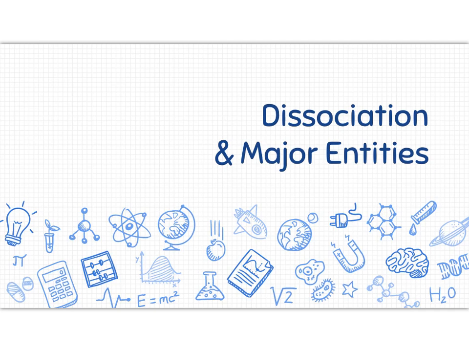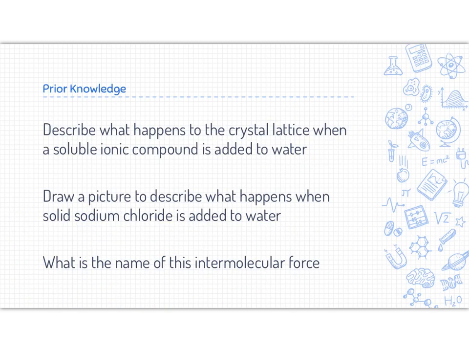We're going to take a look at dissociation and major entities today. That corresponds to section 5.1 in your textbook. Our goal today is to be able to write ionization and dissociation equations and determine the major entities for ionic, molecular, and acidic compounds. To get started, pause this video and give these 3 questions a try.